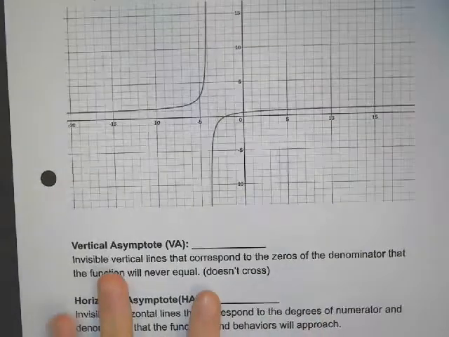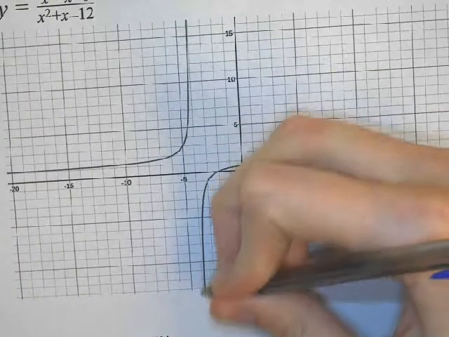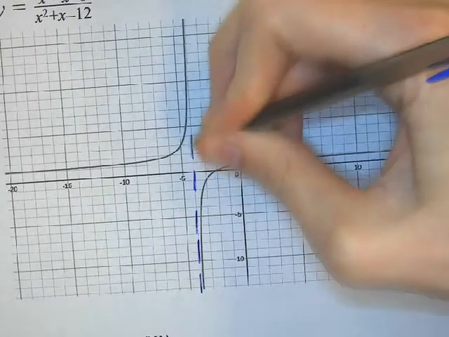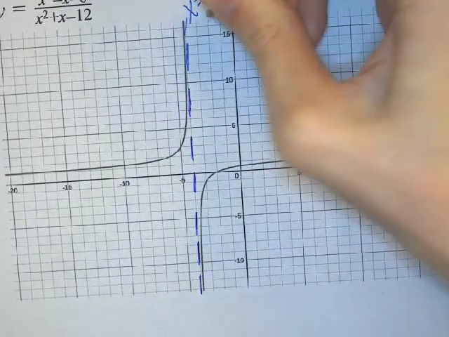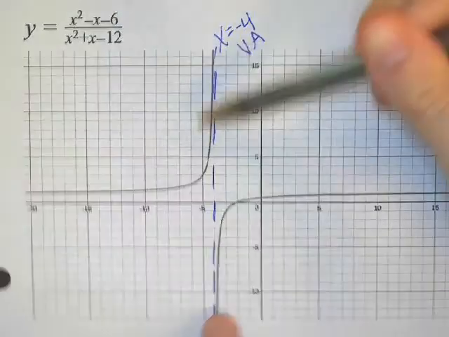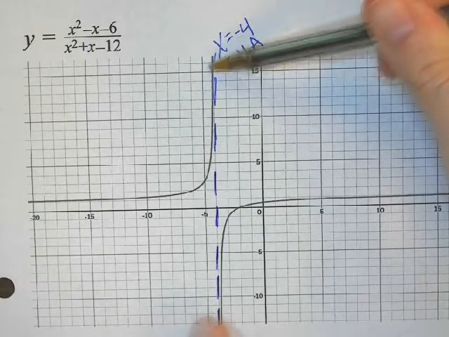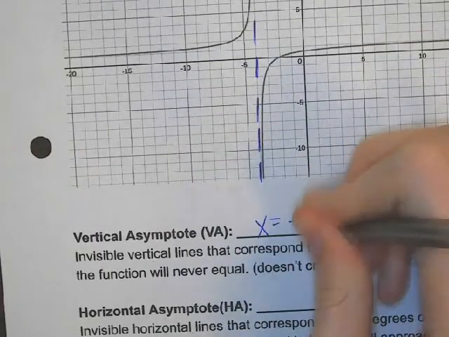But looking at the graph right now, we can see that the vertical asymptote will take place right here at x equals -4. That would be my vertical asymptote because the ends of the graphs will approach that -4, but they will never cross this or equal it. So vertical asymptote, x equals -4.